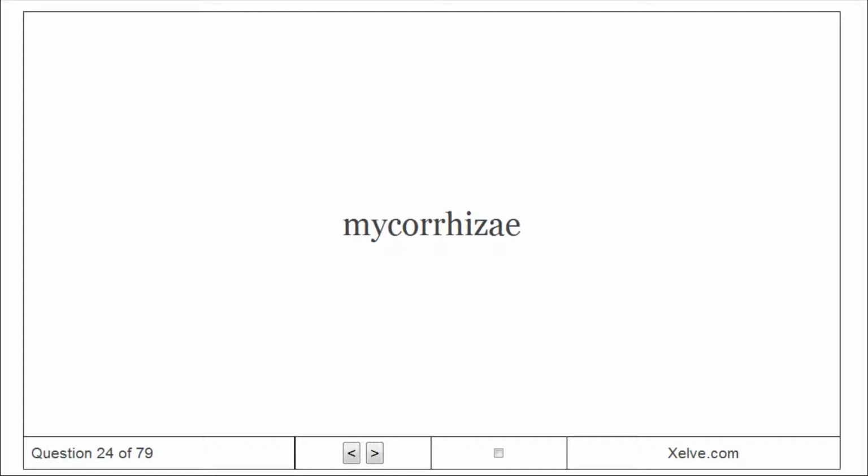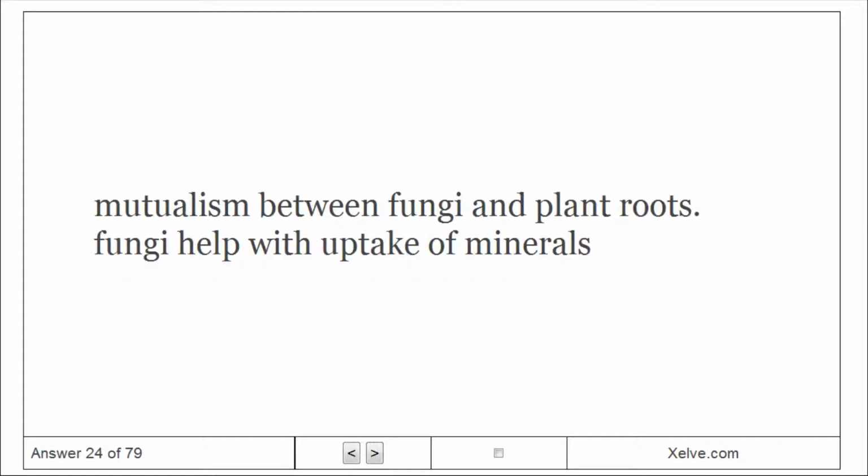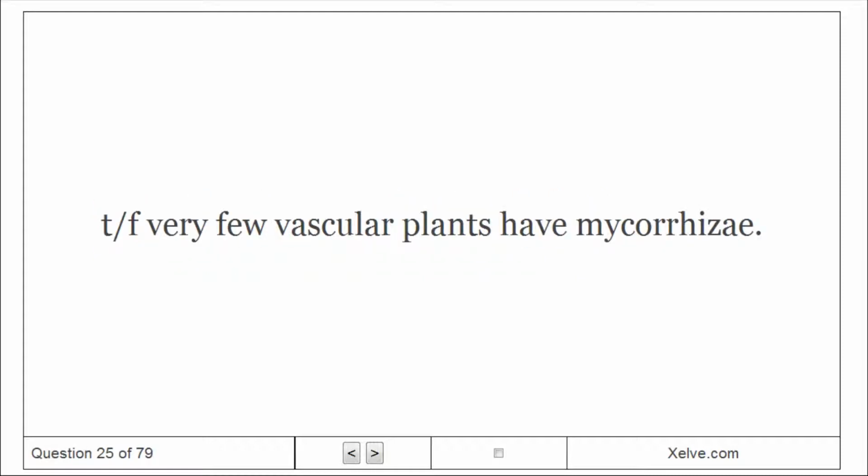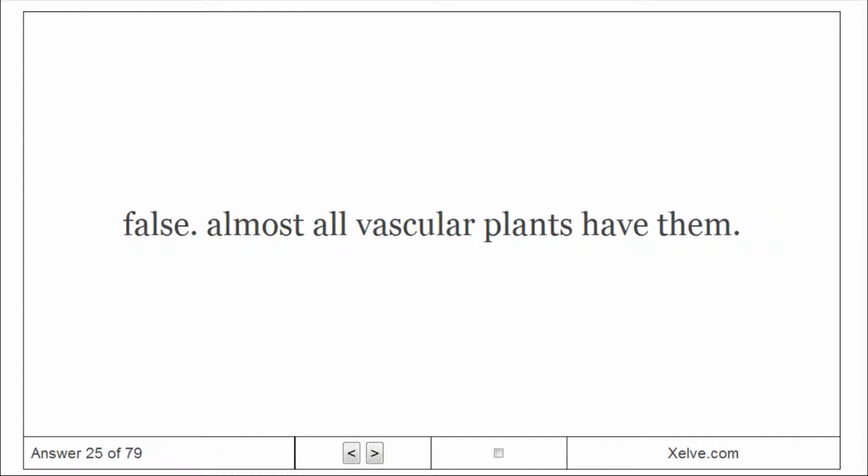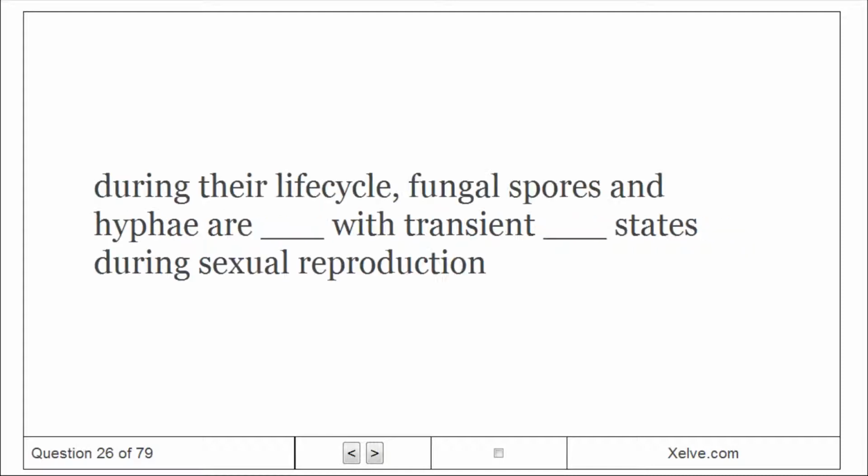Mycorrhiza. Mutualism between fungi and plant roots. Fungi help with uptake of minerals. True or false: very few vascular plants have mycorrhiza. False. Almost all vascular plants have them.